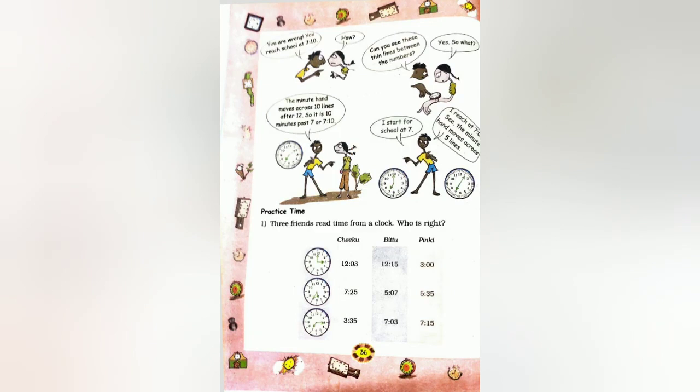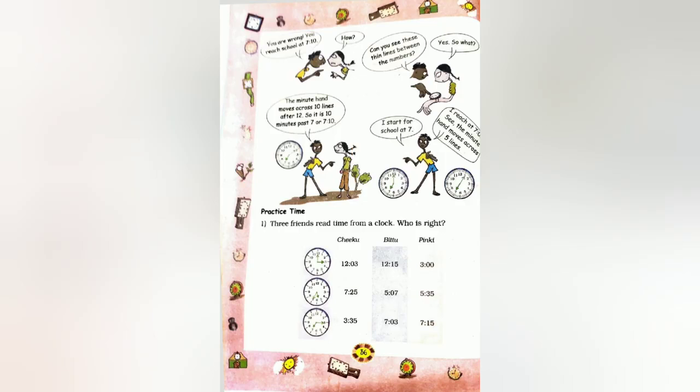He said, I start school at 7 and I reach at 7 hours 5 minutes. See, the minute hand moves across 5 lines. Can you see minute lines? Between 12 and 1, there are how many lines? 5 lines. So, 5 minutes.